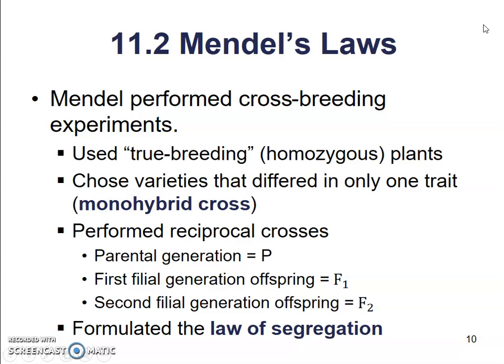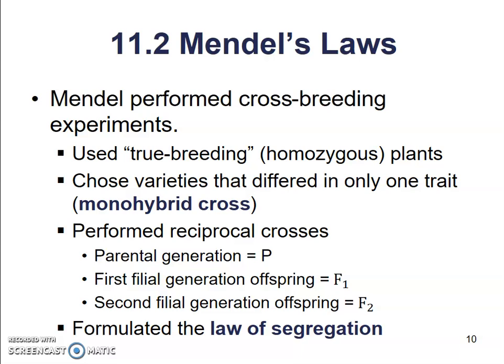Mendel's laws. So Mendel, the guy that we talked about in the last video, performed crossbreeding experiments like we just saw, where he would cut off the male anthers and pollinate the pea plants himself. He used true breeding homozygous plants, which we're going to talk about more in a little bit. Those are plants or organisms whose offspring are going to look exactly the same way that they do.